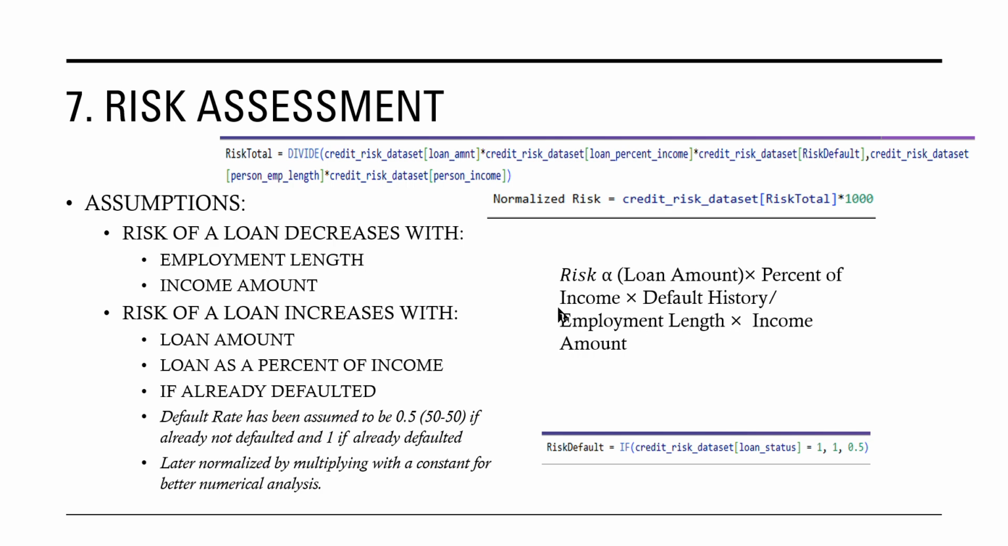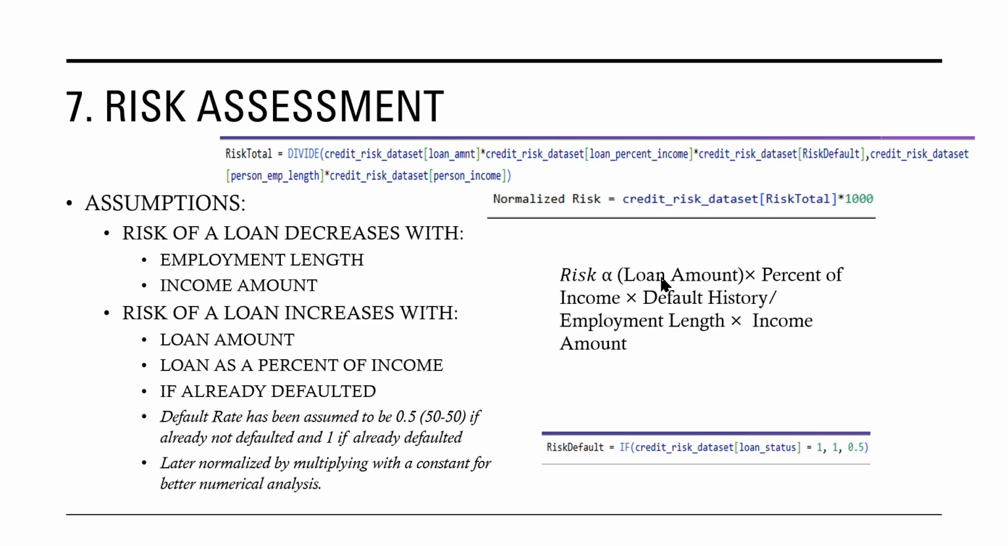And if the person is stable and employed for a long time, that means the risk is lower. And if the income amount is also very high, then the risk is also very low. So I have just assumed that risk is directly proportional to the loan amount, percent of income, and default history, divided by, which means it's inversely proportional to, the employment length and the income amount.